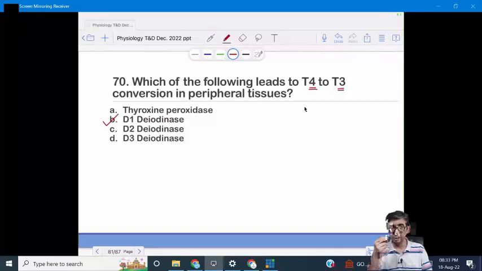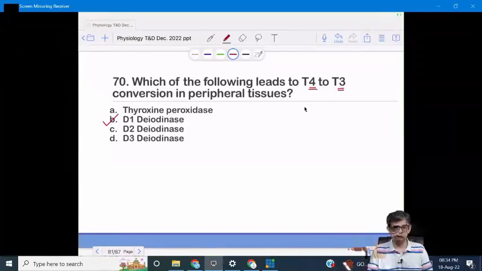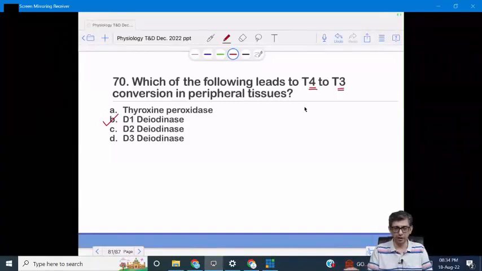T4 to T3. I agree. But then by logic, you could solve it. 4 minus 3 would be 1. So D1, deiodinase. एक iodine का molecule has been removed. Answer to 70 is beta.